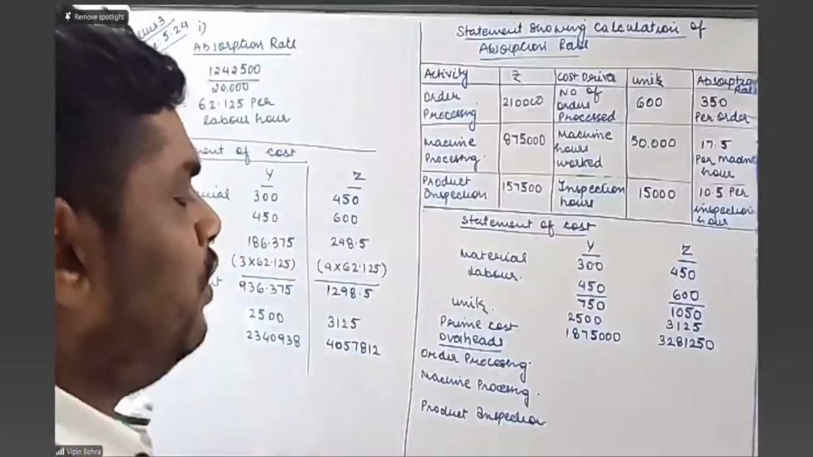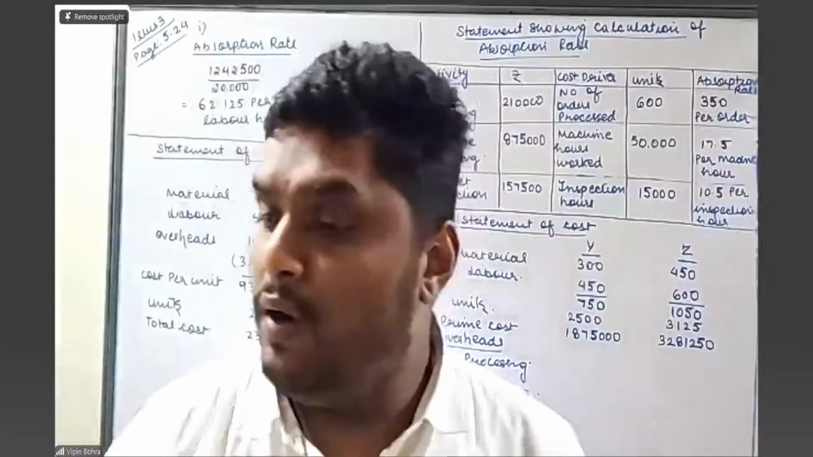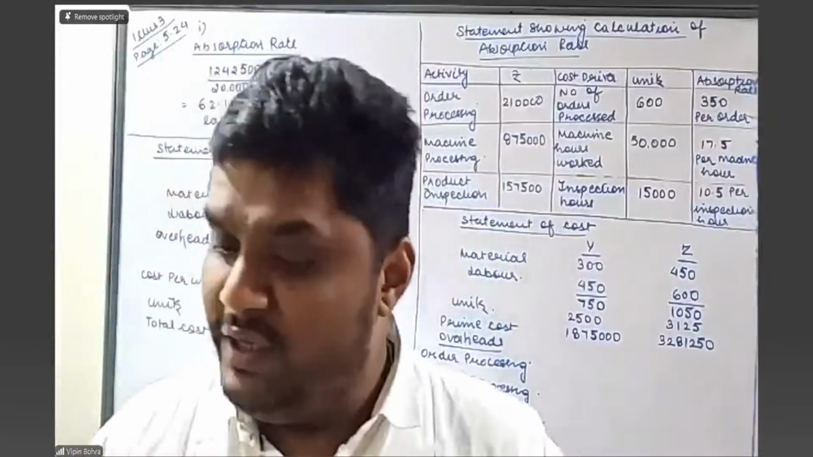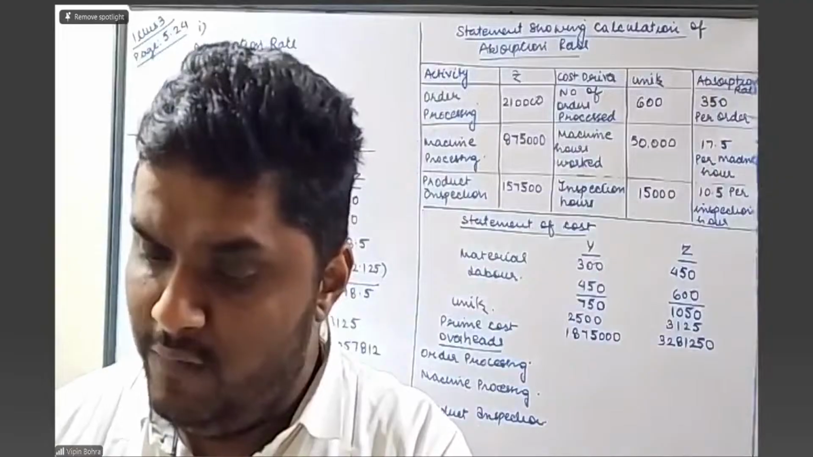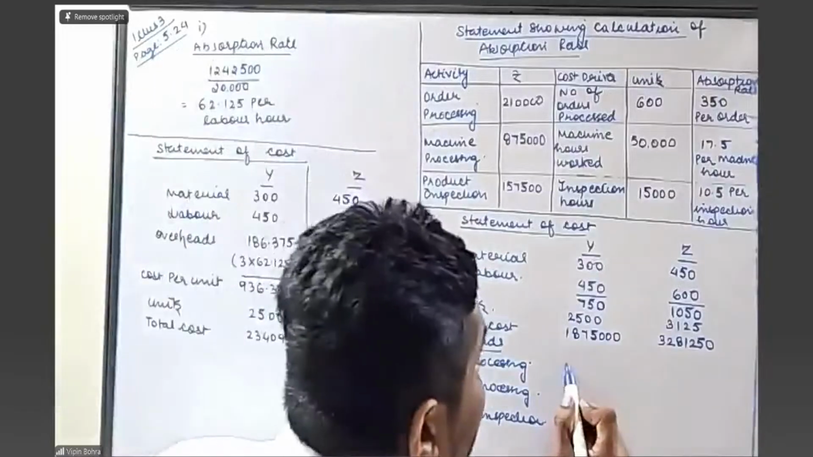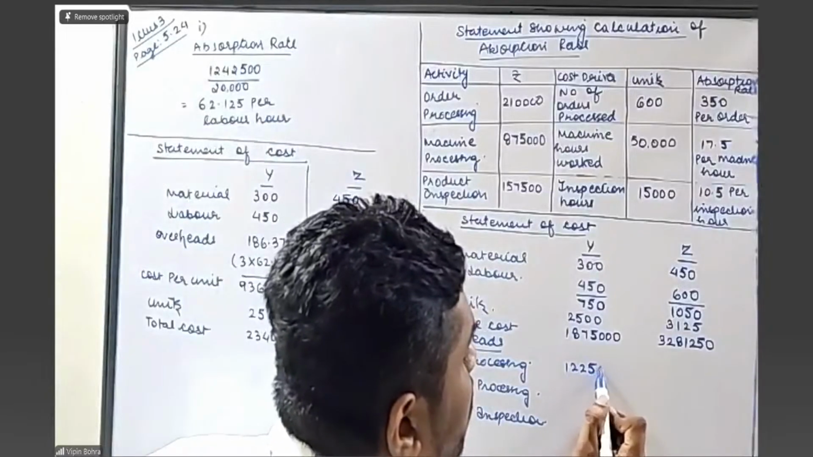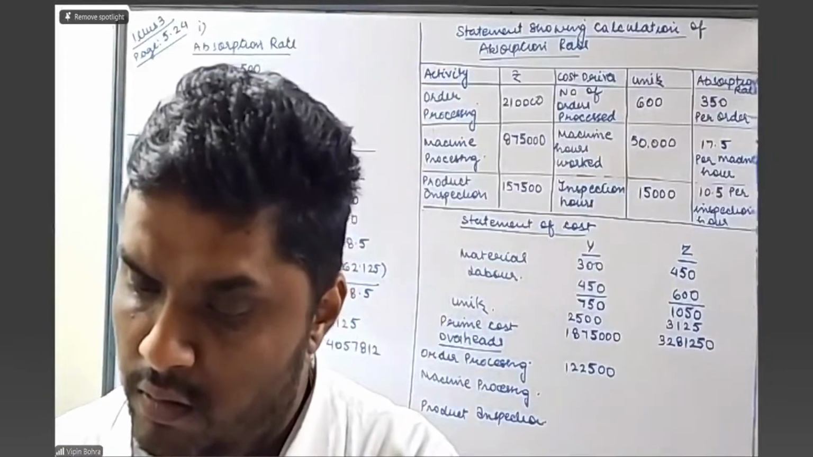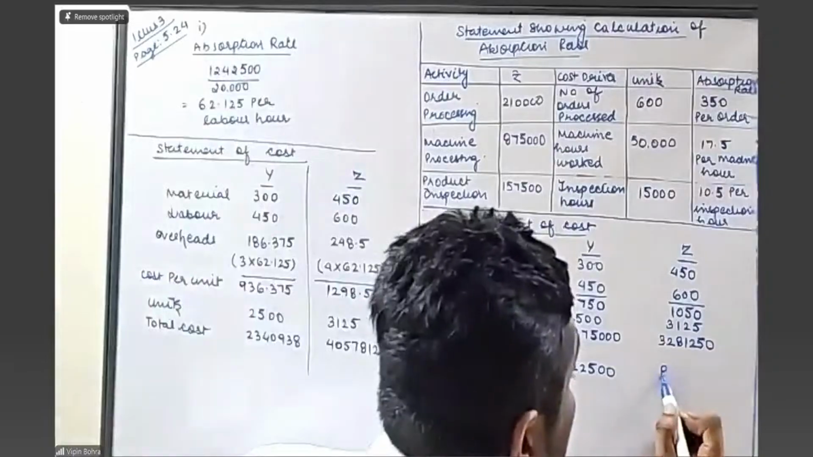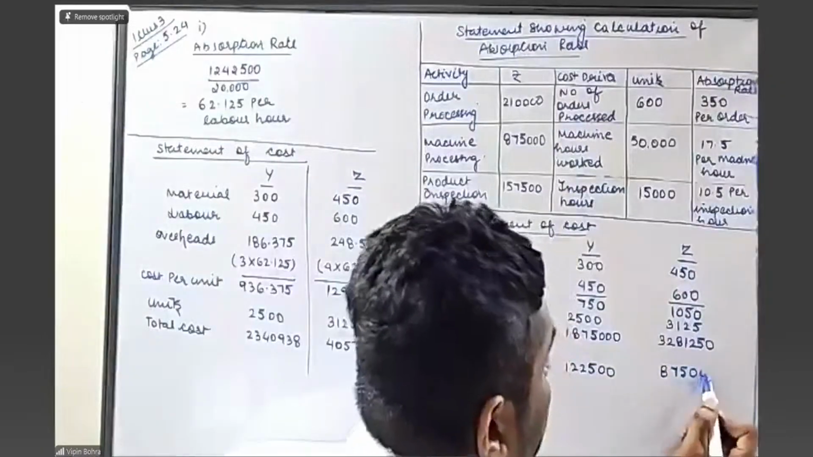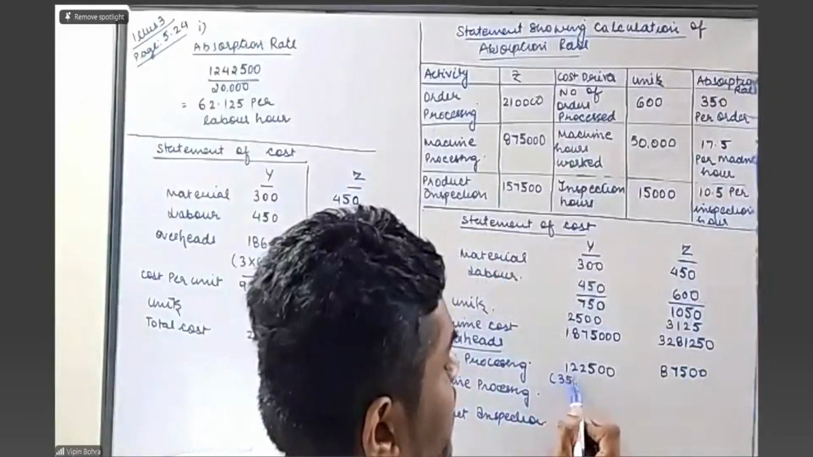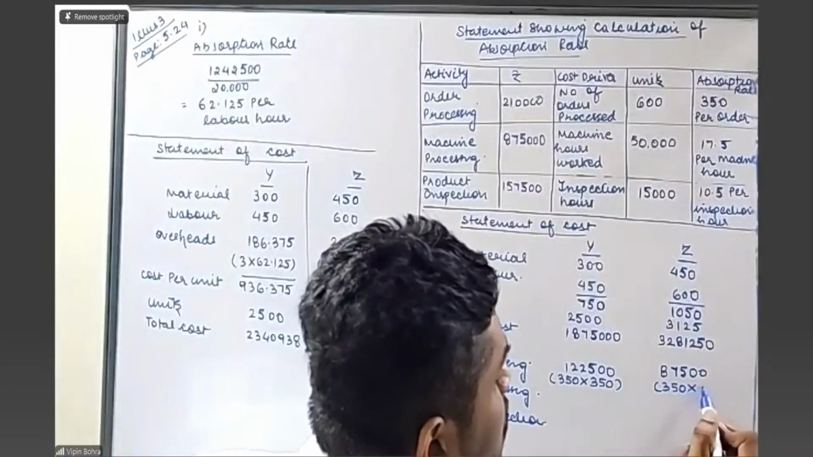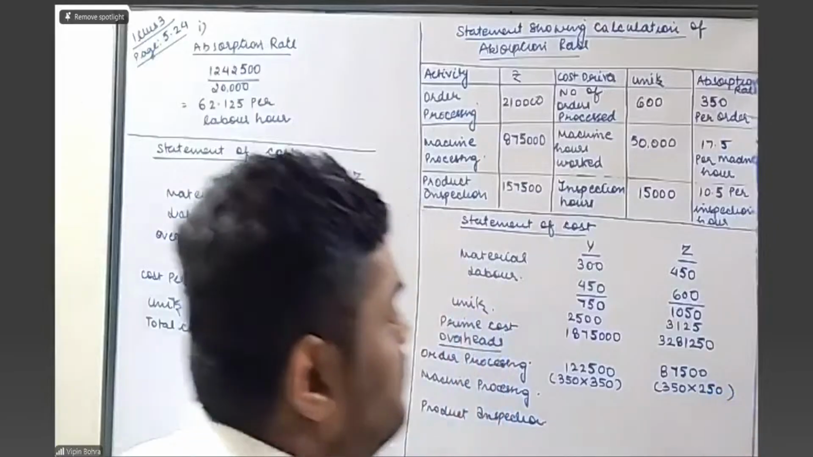So now let's start with order processing. 350 per order. And the number of orders are given, 350 into 350. So this will be 1,22,500. Now 350 into 250. It will be 87,500. See, 350 into 350 and 350 into 250 orders.